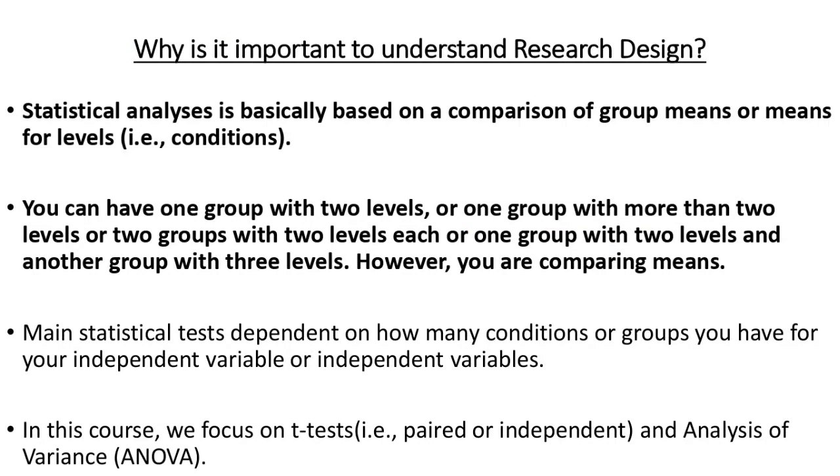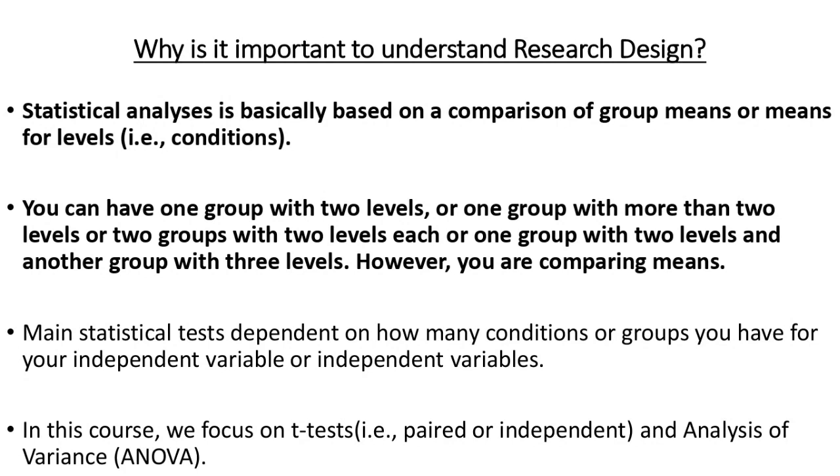So basically statistical analysis, like I mentioned before, is just a comparison of group means, or means for levels of condition. In a t-test, you're comparing the means between two conditions. And in an ANOVA, analysis of variance, you are comparing more than two groups or more than two conditions. So it's basically a comparison of means.